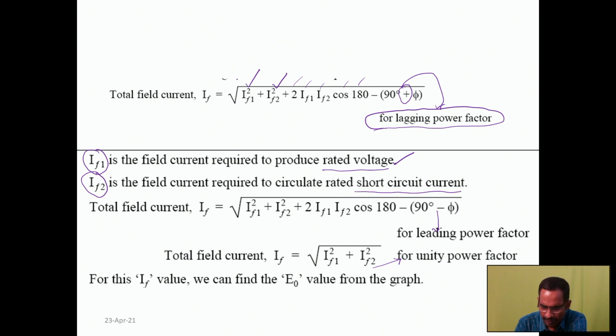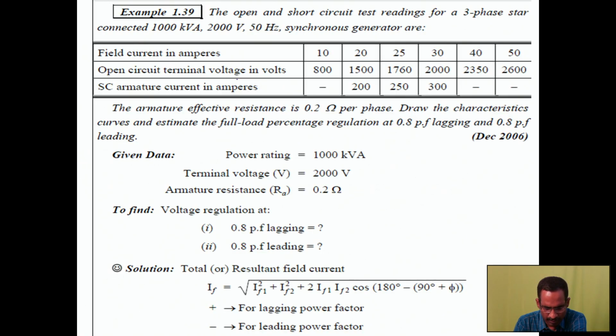So before going to that method, we can see a simple problem based on this. So here they have given the data. They have conducted the OC and SC test for the 3-phase star connected, 1000 kVA power rating, 2000 volt voltage rating, 50 Hz frequency synchronous generator. They have given the values: the field current in amperes. By varying the field current, they have noted the ammeter values, open circuit voltage, OCC value. Then the short circuit current, they have taken at 3 different stages.